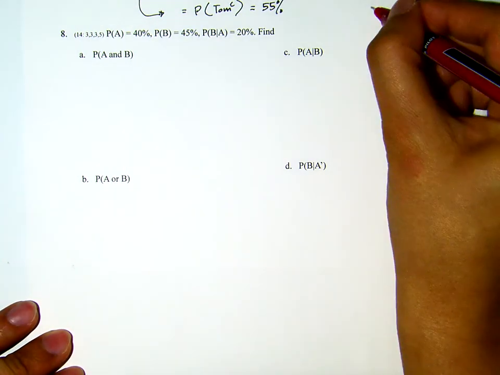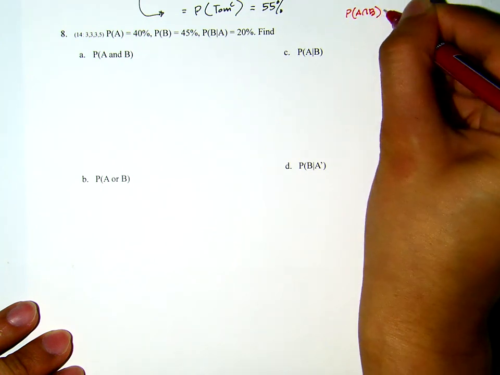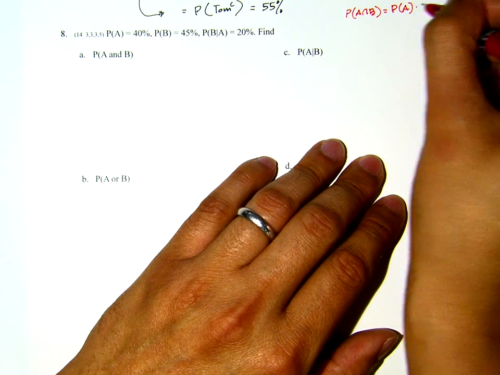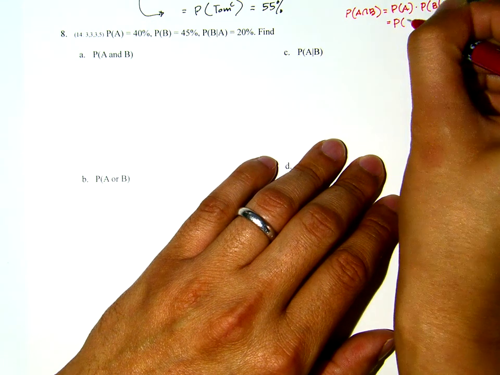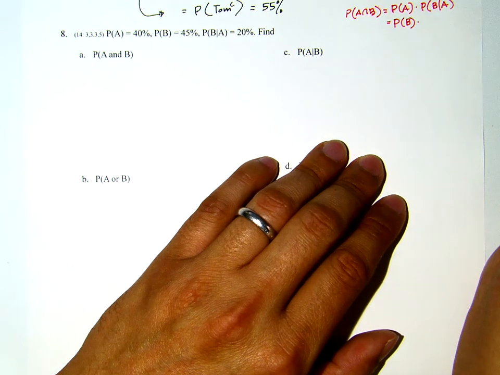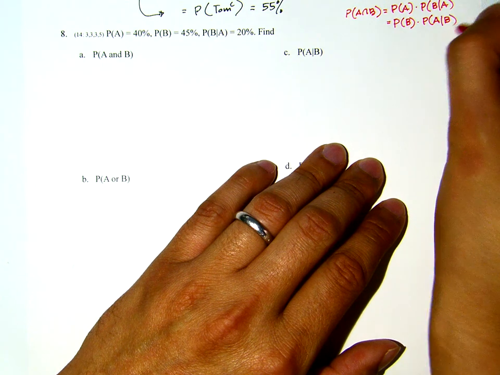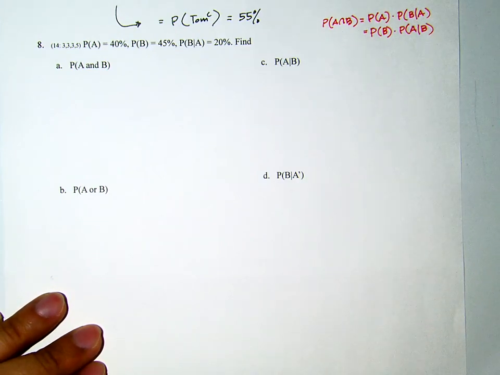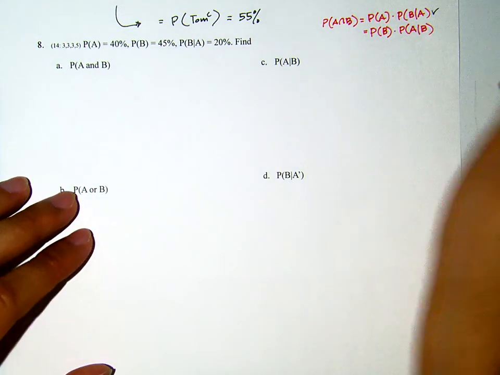Now, probability of A and B, let me write it on the side note here, can be seen from two different points of view. Probability that A happened first and then B happened after A, or probability of B happened first times probability of A given B. You can use either one of those two. Of course, it depends on the given information. Apparently, the one useful for us is the first one. That's what I will use.